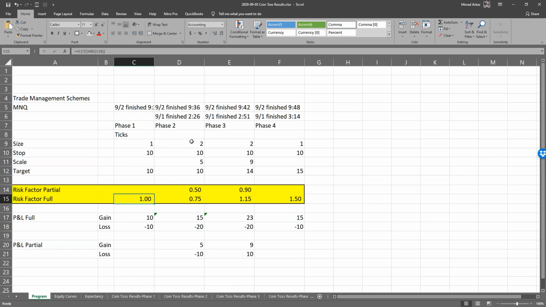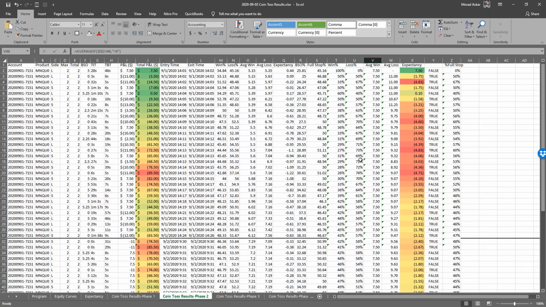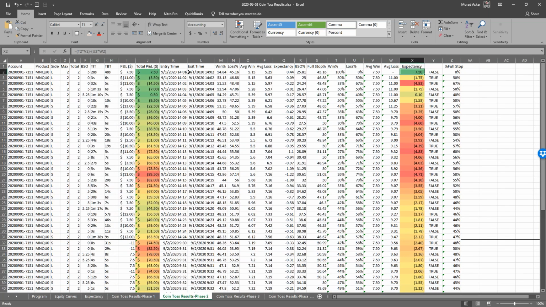Next, we run the same experiment. This time, we're taking 2 lots, 10 tick stop, 5 tick scale, 10 tick target for a full R factor of 0.75. And this is how it runs. We got the full fill here, $7.50. It's as good as it gets on the upside. We either gain 7.5 or lose 11.